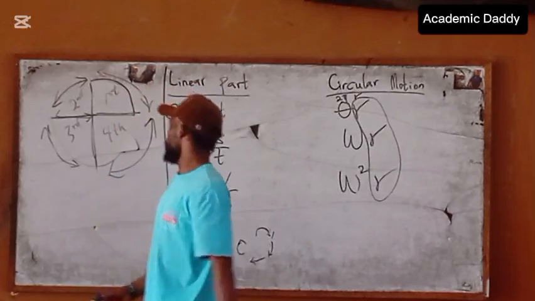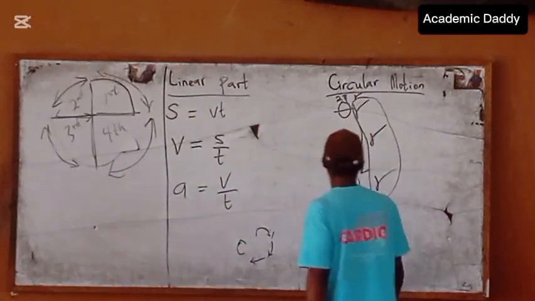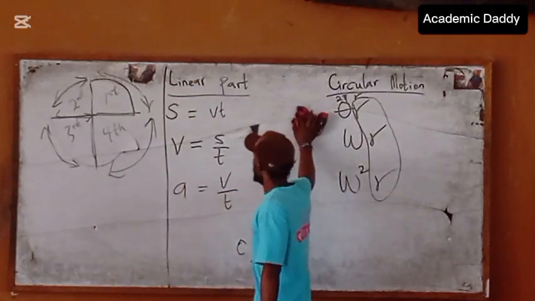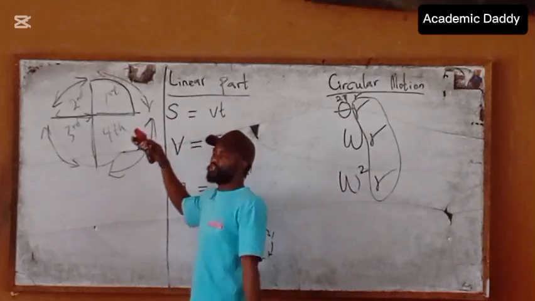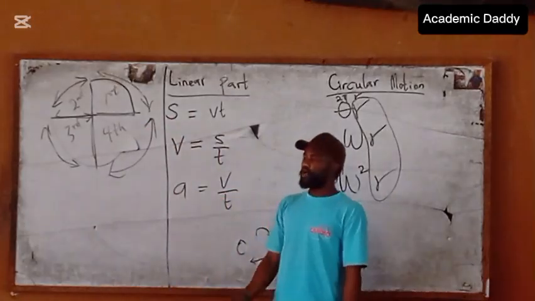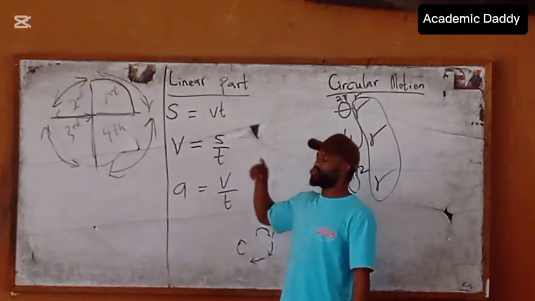Alright, so now that we know the linear part, let's go to the angular part. Once we are done with this, we introduce the questions of the circular motion. Then we can look at the calculation. Then when we are done with this, we move to the next part.